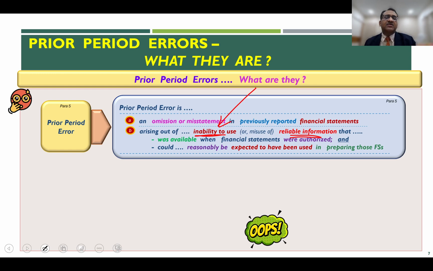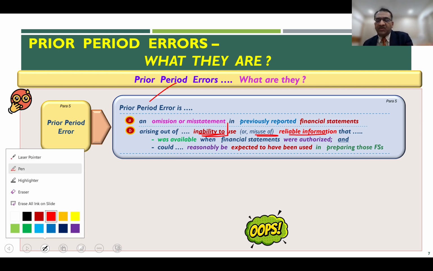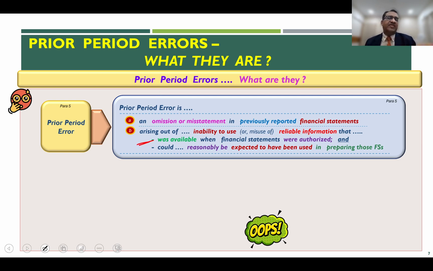So either the entity has not used the reliable information which was available, or when they wanted to achieve a particular objective, they misused the reliable information available to try to achieve a particular outcome. And therefore, the standard defines prior period errors as the omissions or misstatements in the previously reported financial statements which arise on account of either the inability of the entity to use reliable information or misuse of the reliable information which was available when the financial statements were authorized for issue, when they were issued.